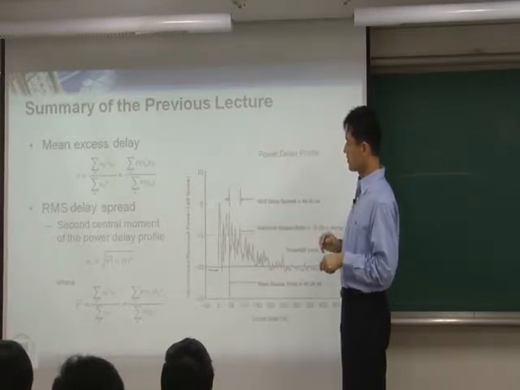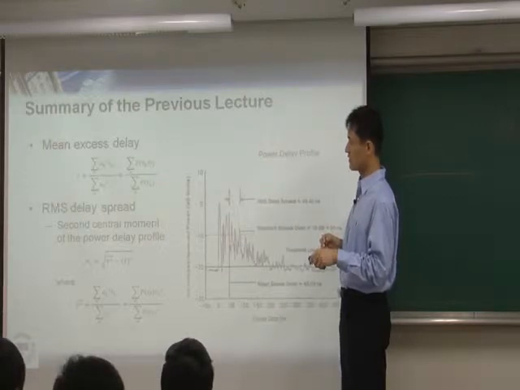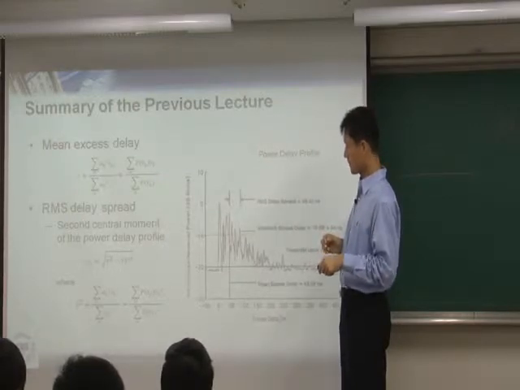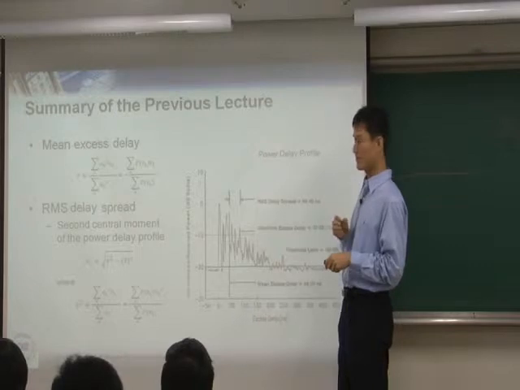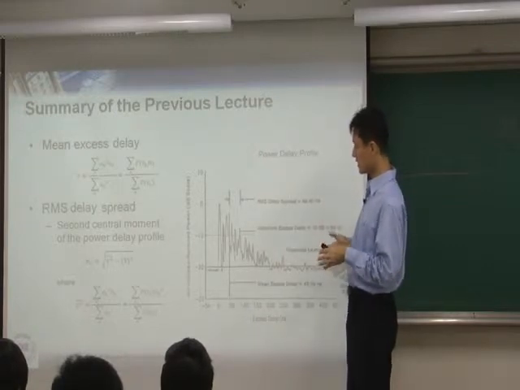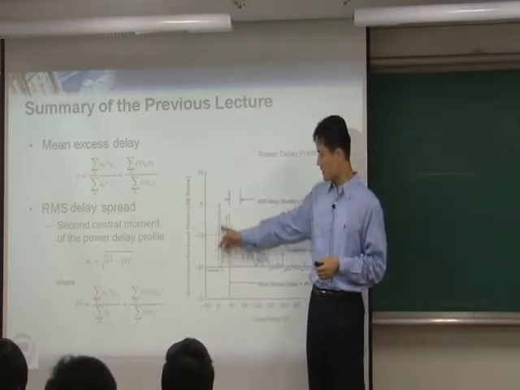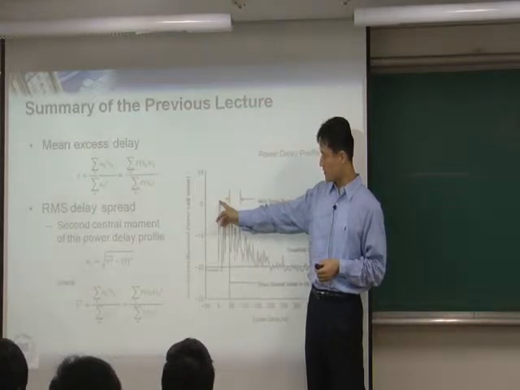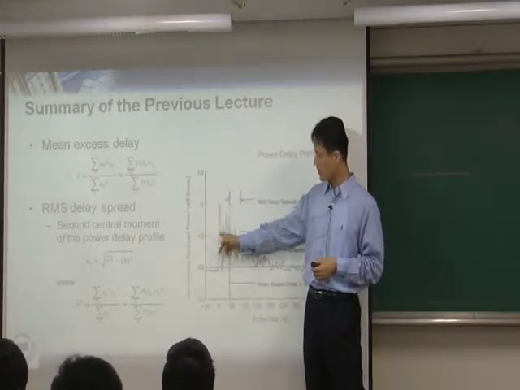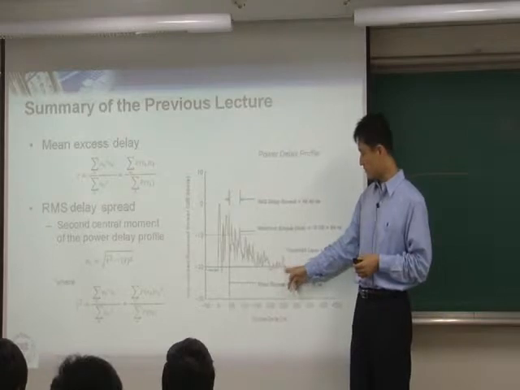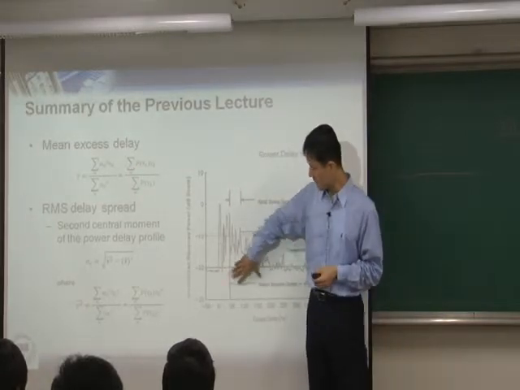From this picture, we measured this one, and from this one, we calculate the delay spread. And remember that we talked about 3 different parameters. The first one is the maximum delay spread, which means that we basically measure the delay between the first one and the last one. This would be the maximum delay.